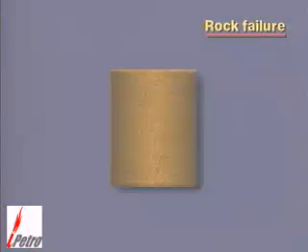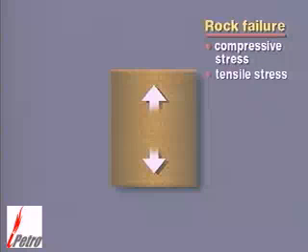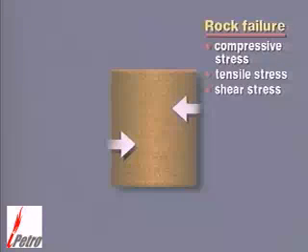Rock failure occurs as a result of stress or force applied to an area along an axis. Stress may take one of three basic forms, which can occur alone or in combination. Compressive stress, which tends to press in on or crush the rock. Tensile stress, which tends to pull the rock apart. And shear stress, which tends to slice or cleave the rock.